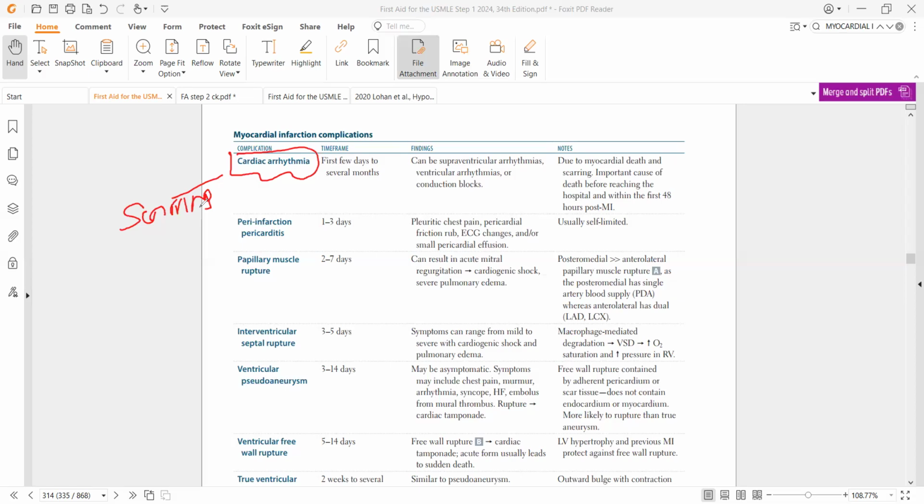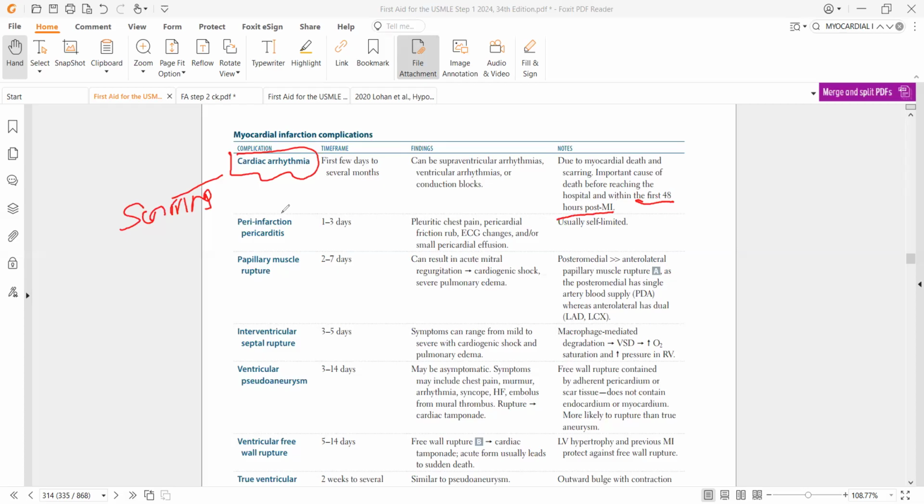So it is an important cause of death before reaching the hospital, within the first 48 hours. This arrhythmia is an important cause of death within the first 48 hours because of scarring. If they give you the scenario that the patient dies on the way to the hospital, and ask what is the pathophysiology of this death, it is scarring of the myocardium.